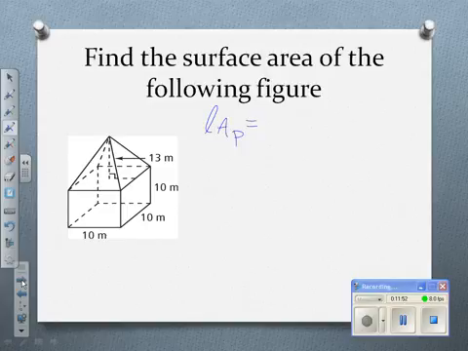And in order to find the lateral area of the pyramid, I need that slant height again. So got to use the Pythagorean theorem to find that. So L squared, this is 5, and the height is 13. Or actually, yep, that's right. All right.